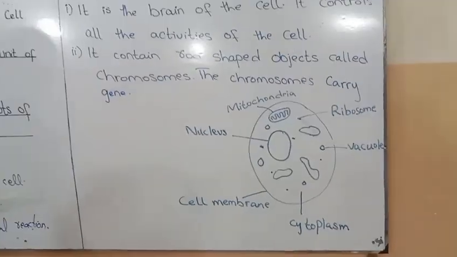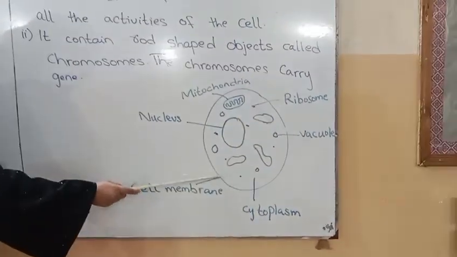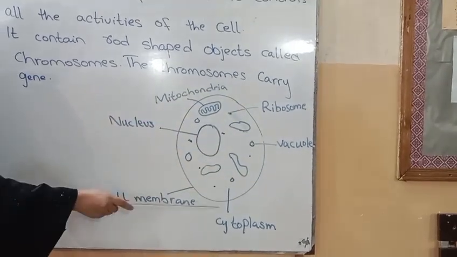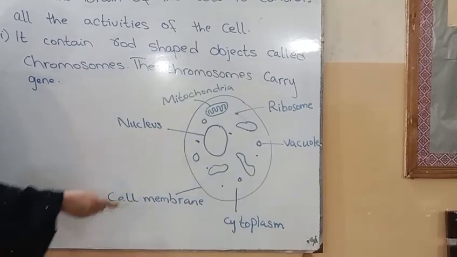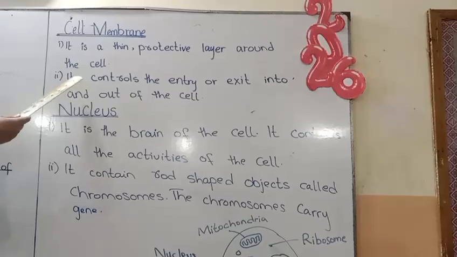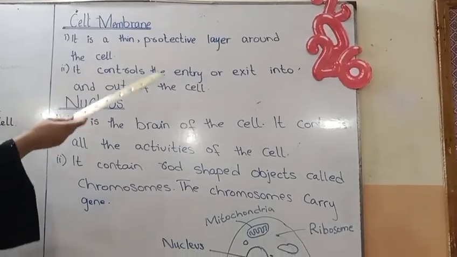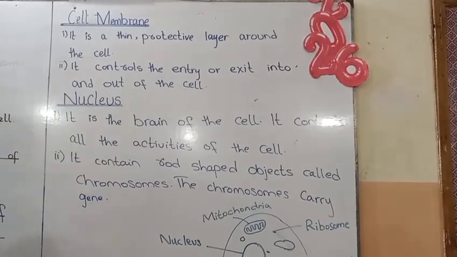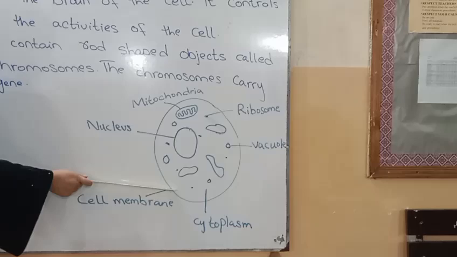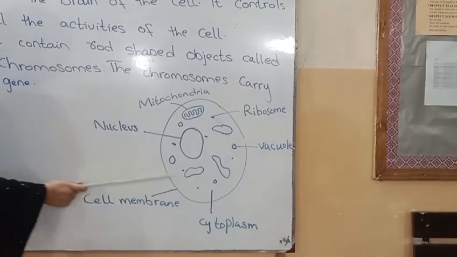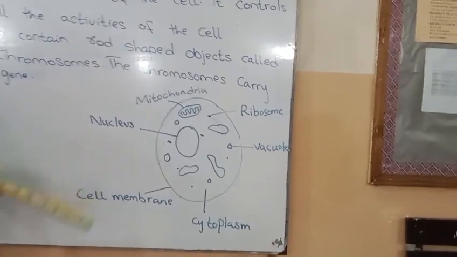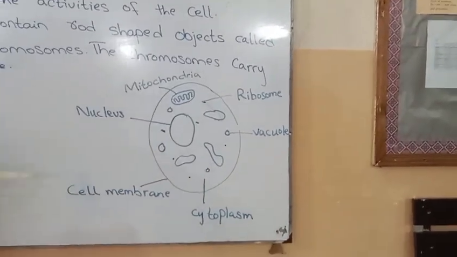So this one is the cell membrane. The cell has an outer covering. This outer protection is called the cell membrane. It is a thin protective layer around the cell. It controls the entry and exit into and out of the cells. If anything enters or leaves the cells, the cell membrane allows which things enter into the cells and which things exit from the cells.